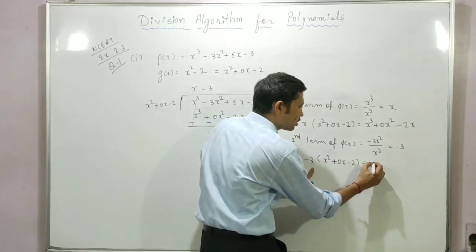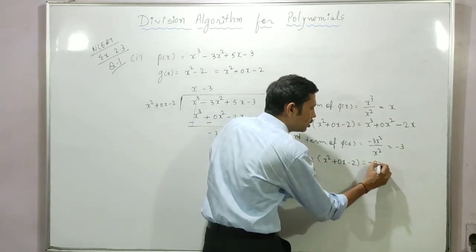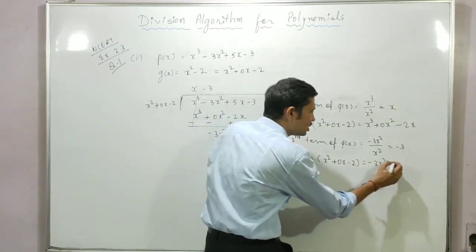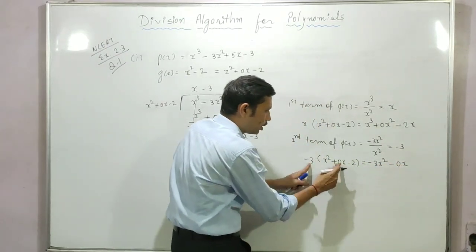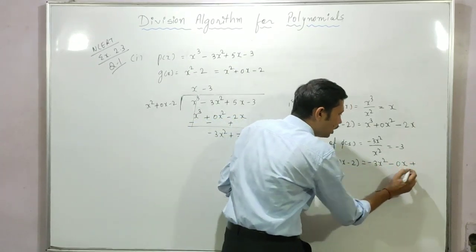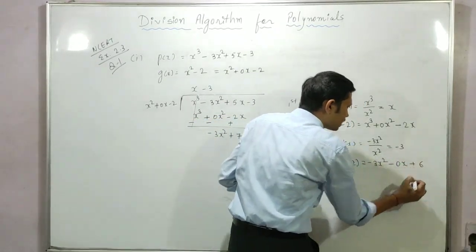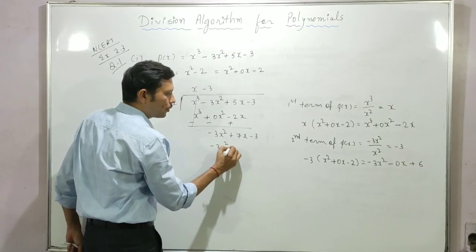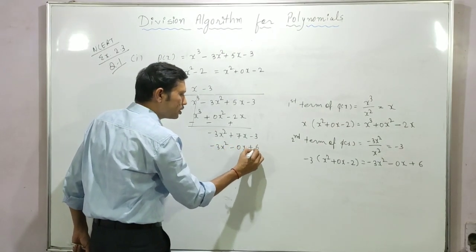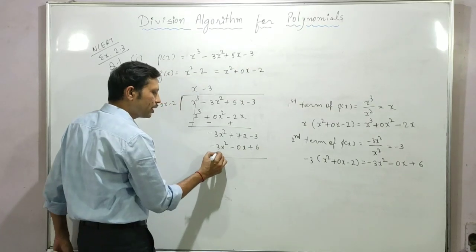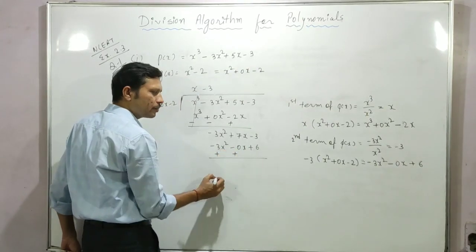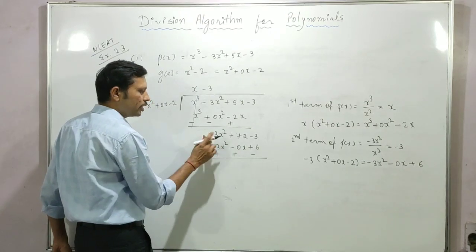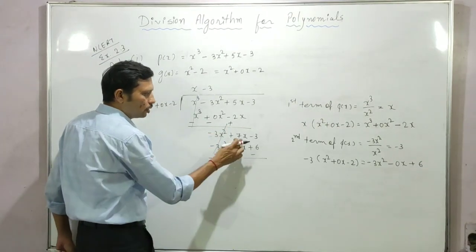Plus, minus minus. 3 multiplied with x square, 3x square. Plus, minus minus. 3 multiplied with 0 is 0, and x. Minus minus plus, and 3 twos are 6. So what should we write down? Minus 3x square minus 0x plus 6. Minus becomes plus here, and plus becomes minus. Minus 3x square and plus 3x square will both be cancelled out.